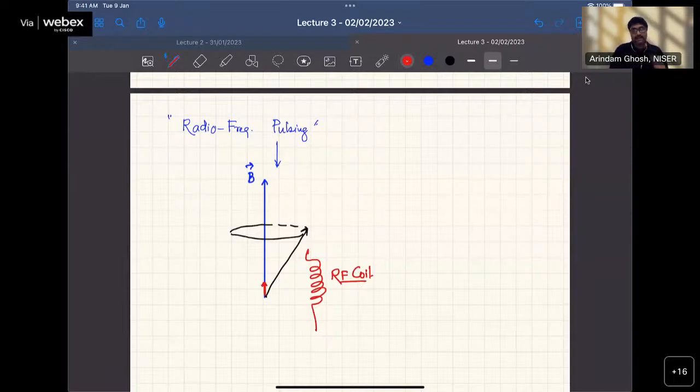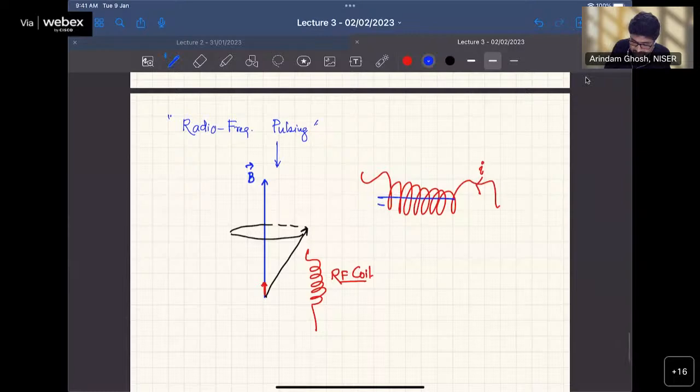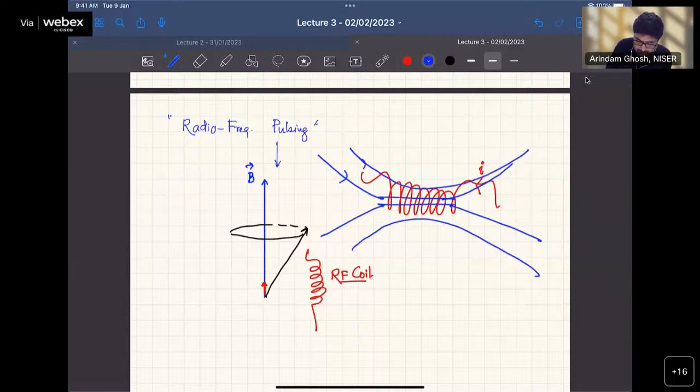Theoretically, if you have an RF coil like this and you put some current through it, we know that if the current goes through a coil, a magnetic field is getting created, correct? And the magnetic fields are generally straight in the middle part, but then they go like this. So the idea is that the middle portion has lines of force almost straight. That means you have a very uniform magnetic field in the middle.